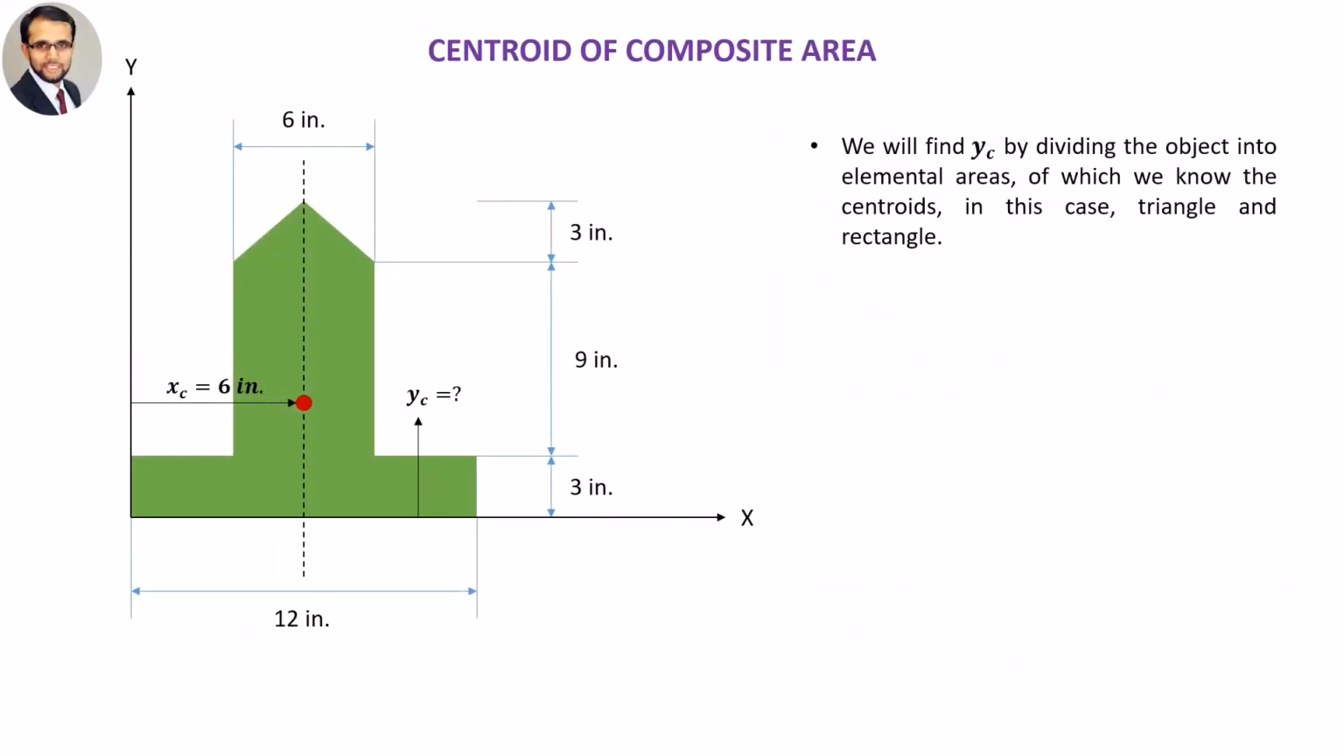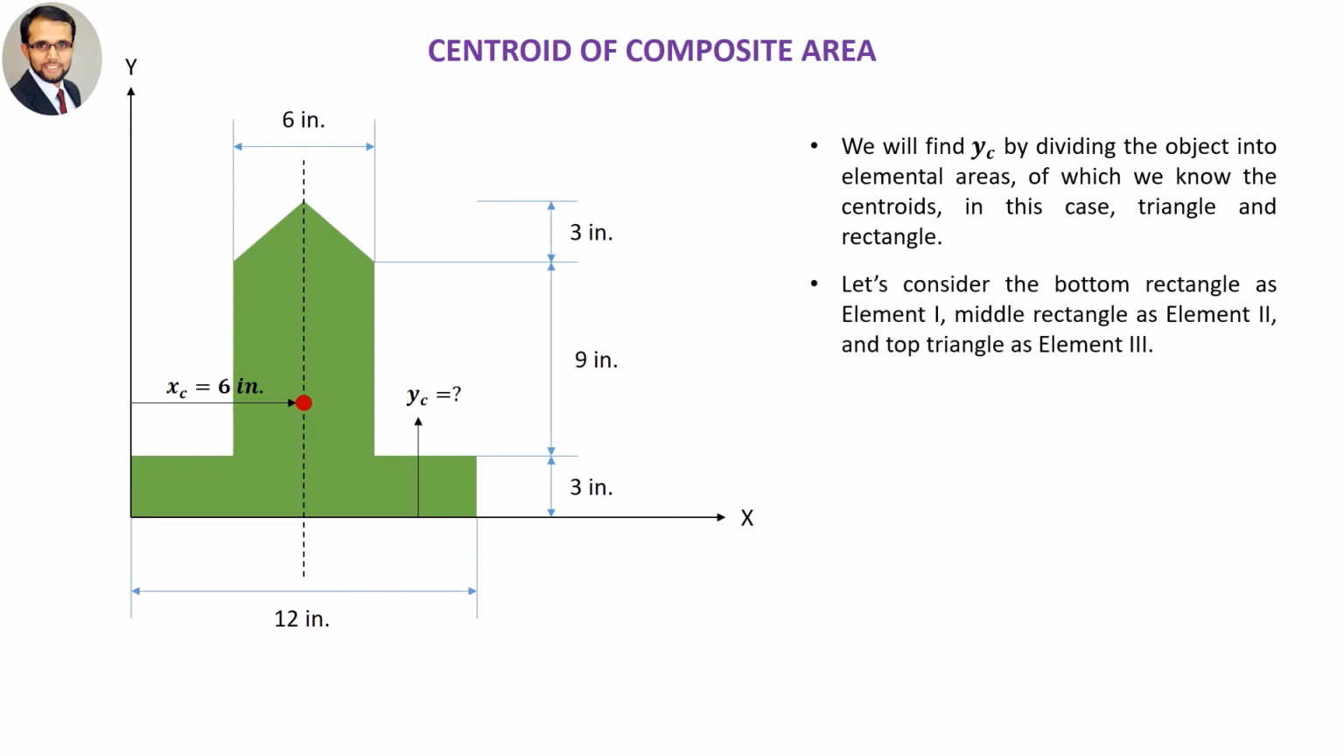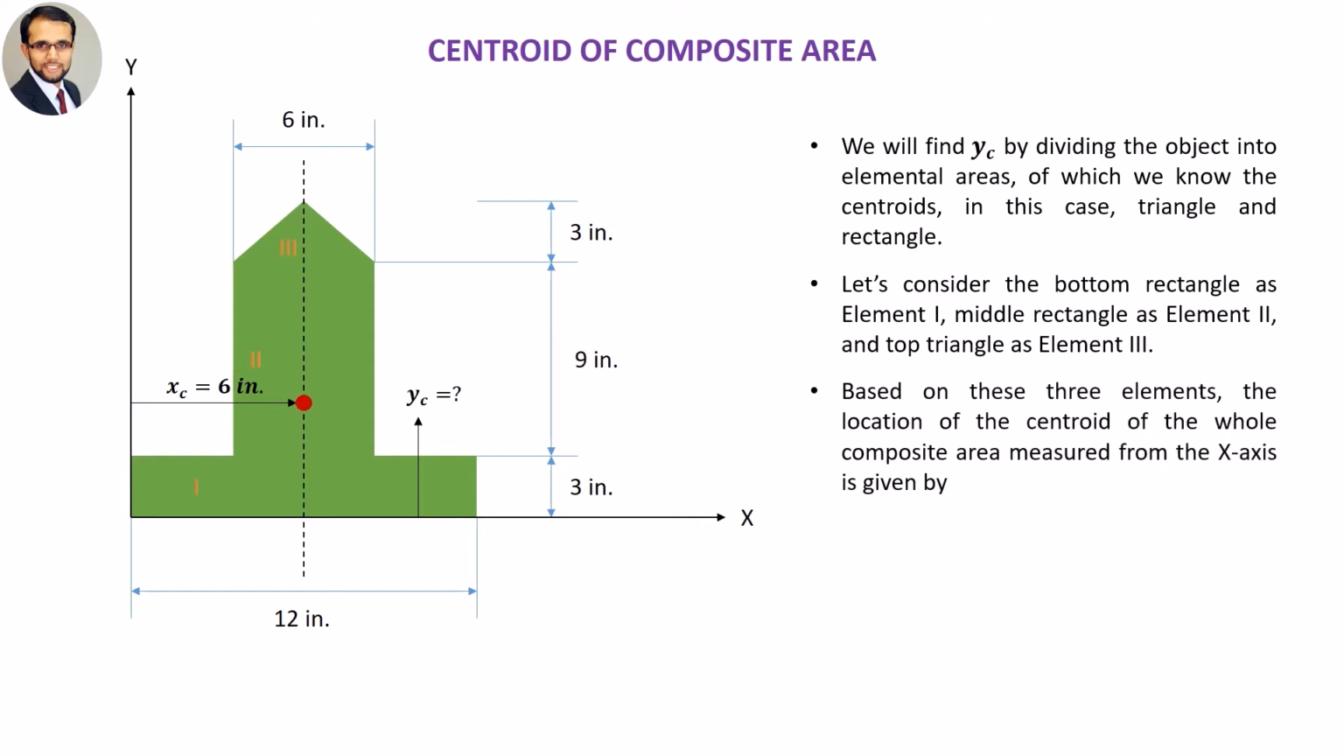We will find y sub c by dividing the object into elemental areas, of which we know the centroids, in this case triangle and rectangle. Let's consider the bottom rectangle as element 1, middle rectangle as element 2, and the top triangle as element 3. Based on these three elements, the location of the centroid of the whole composite area measured from the x-axis is given by this formula.